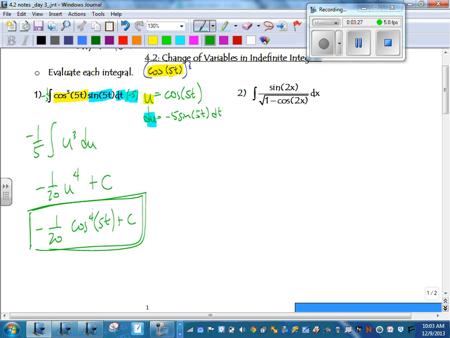Questions on that one? All right, how about number 2? What do you think is going to be our u for this problem?